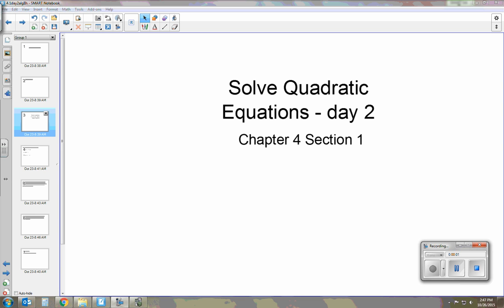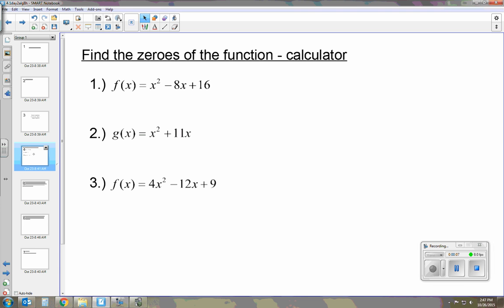Today I'm going to be talking about solving quadratic equations, and this is the second day of Chapter 4, Section 1. I have one more method of how you can solve a quadratic equation, and it's using your calculator. So I'm going to show you how to find the zeros using your calculator.